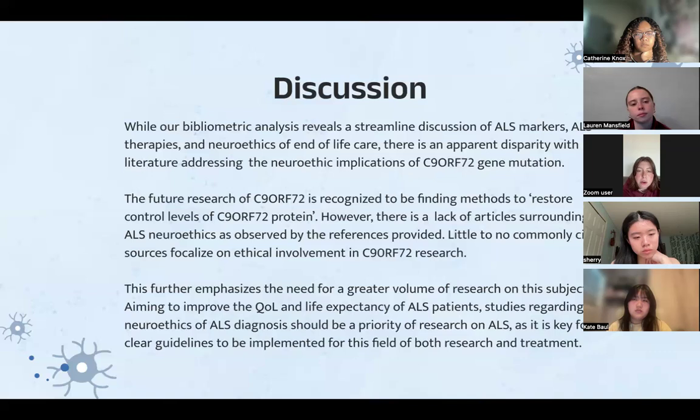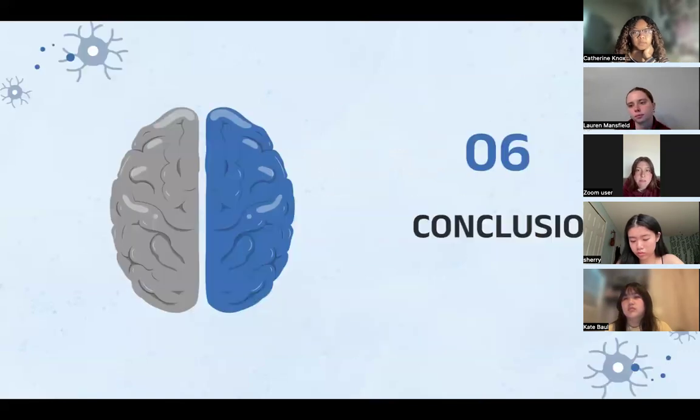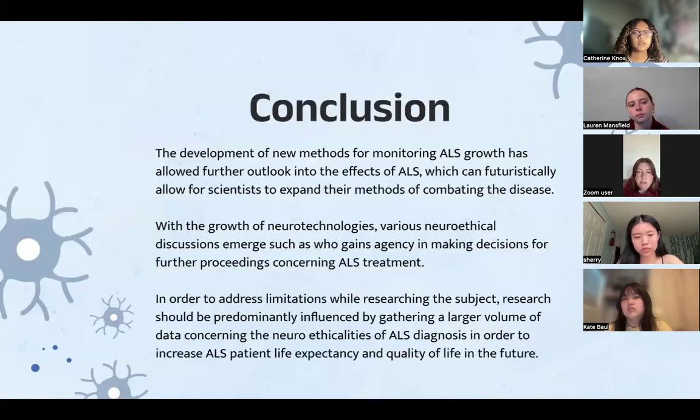Aiming to support the QOL and life expectancy of ALS patients, studies regarding the neuroethics of ALS diagnosis should be a priority of research on ALS, as it is key for clear guidelines to be implemented for this field of both research and treatment. So in conclusion, the development of new methods for monitoring ALS growth has allowed further outlook into the effects of ALS, which can futuristically allow scientists to expand their methods of combating the disease.